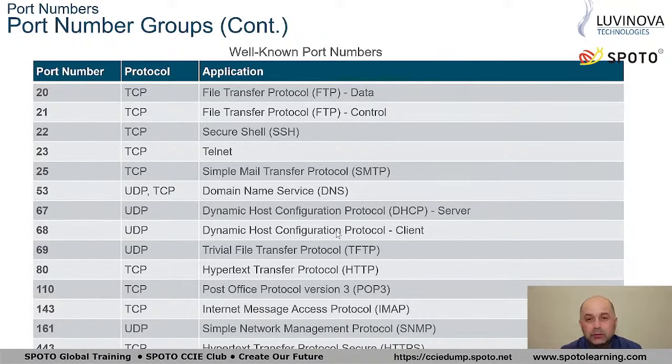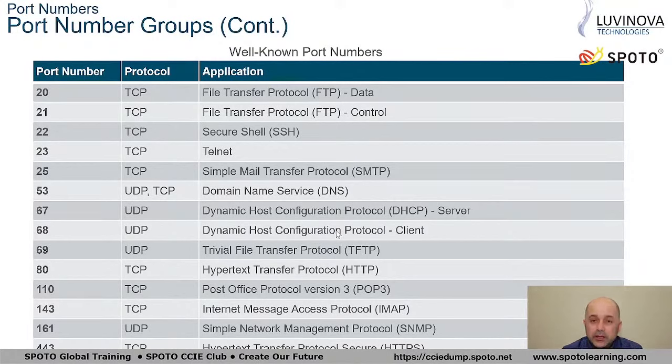Port 22, it's a secure shell, SSH. Port 23, it's a telnet. Port 25 is SMTP, it's an outgoing mail protocol. For port 53, it's a DNS, domain name service. One more thing, some applications are using both protocols, UDP and TCP. So DNS is one of those protocols which are using TCP and UDP protocols.